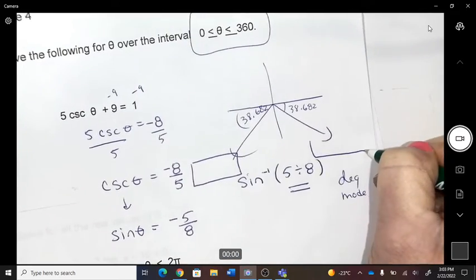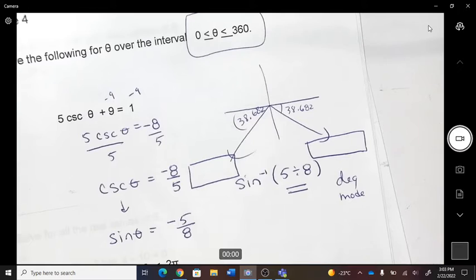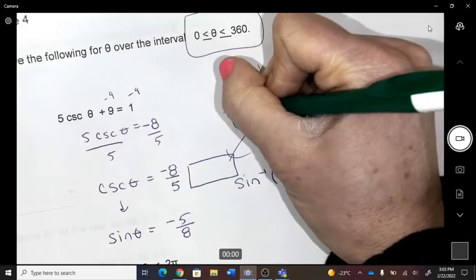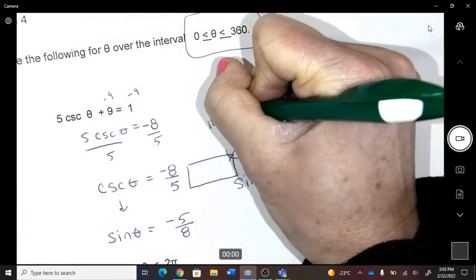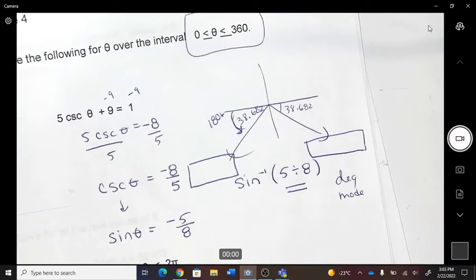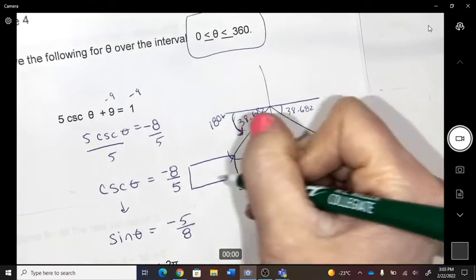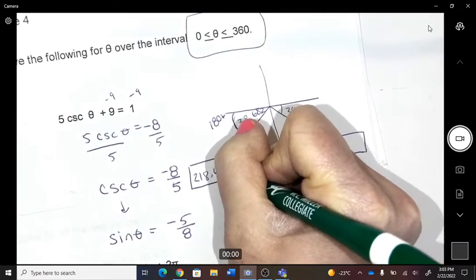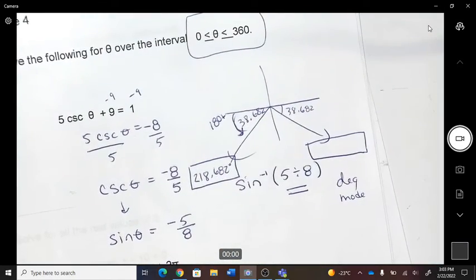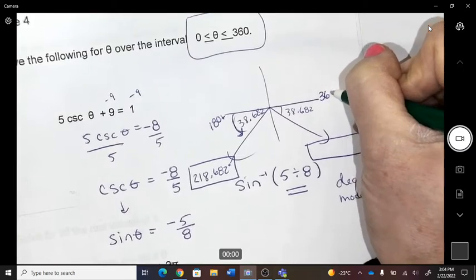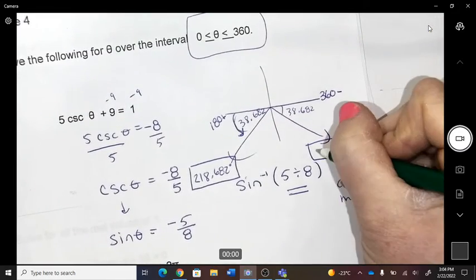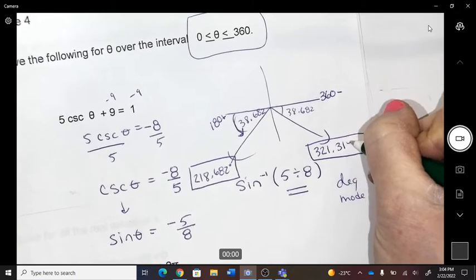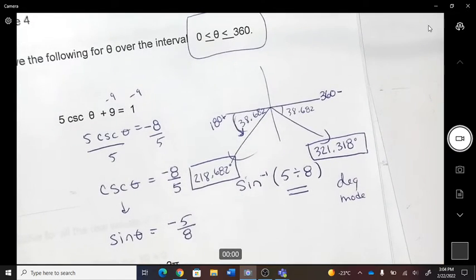And now, one more step. I need those actual final numbers. So, for this one, I'm going to be doing a 180 plus it, because I'm bigger than it. And for the other one, I'm going to do 360 minus that number. Okay?